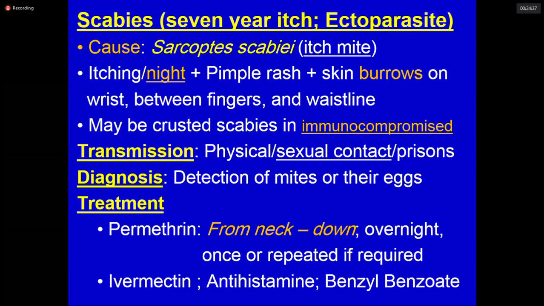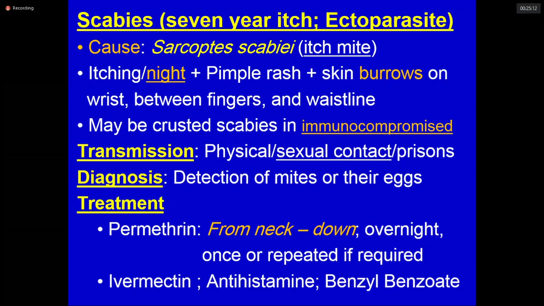It can be applied from the neck downward overnight, once, and the patient will be cured. If not, you can repeat it again. Other agents can be used like ivermectin and antihistamines. We give antihistamine. Why? Because of the itching. We said itching. Antihistamine will be helpful. Benzyl benzoate also can be used.